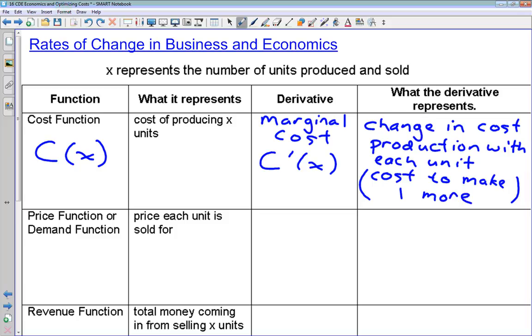Okay? So it's the change in the cost. Cost function gives you your total cost of producing all of your things. Marginal cost gives you the cost of producing sort of each additional thing. And that value for the marginal cost changes at different levels of production. At some points, it's really expensive to produce one more unit. Sometimes it's really cheap to produce one more unit.